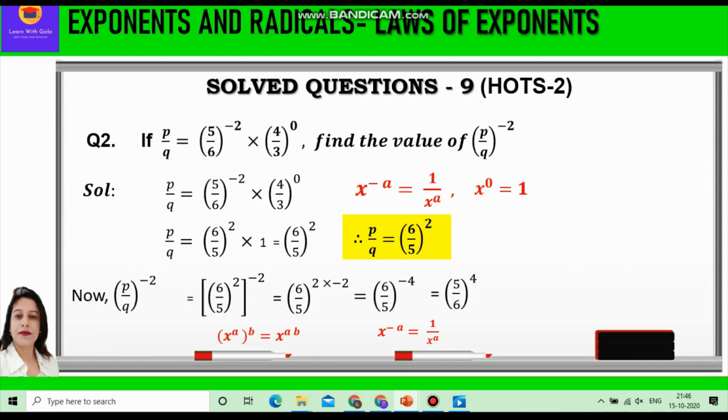Now again we will apply another law that says x upon y whole raised to power a is equal to x raised to power a upon y raised to power a. So similarly 4 will be distributed between 5 and 6, and we shall write 5 raised to power 4 upon 6 raised to power 4, which is equal to 625 upon 1296. So this is the answer. This is the value of p by q raised to power minus 2.